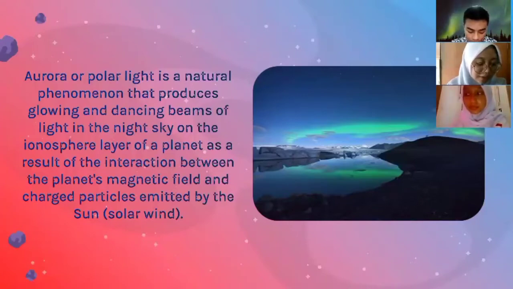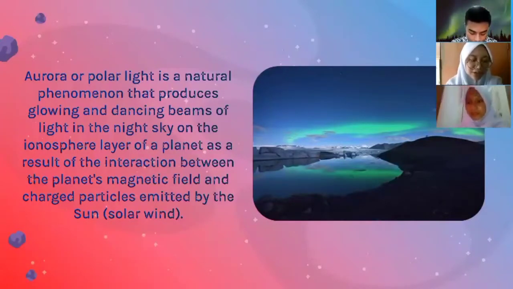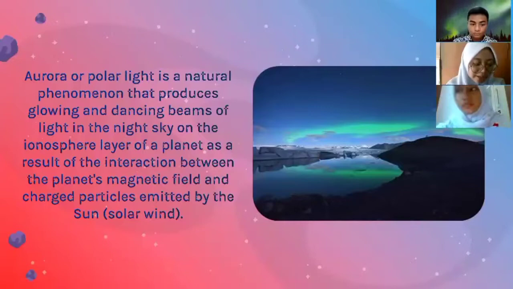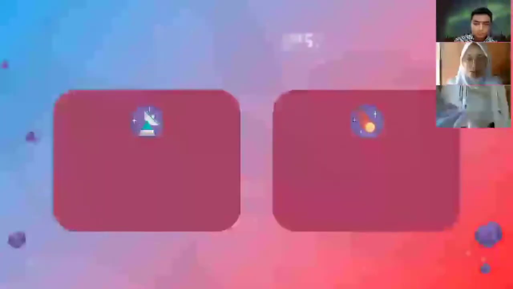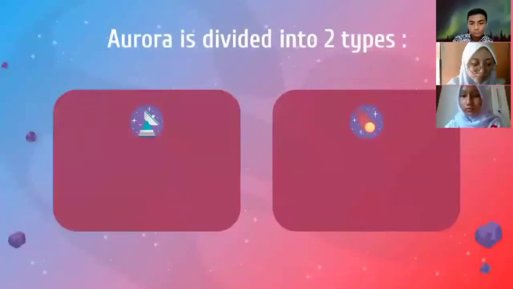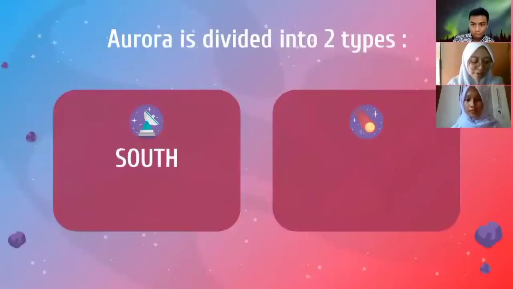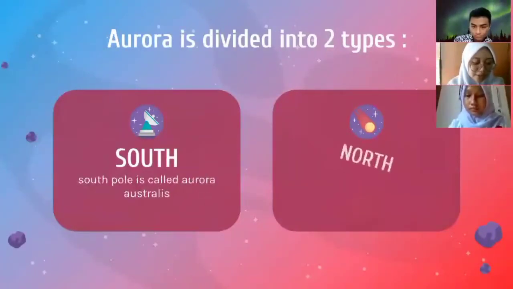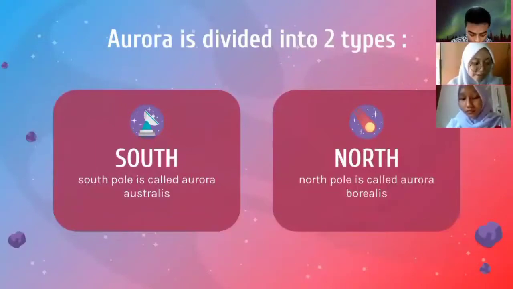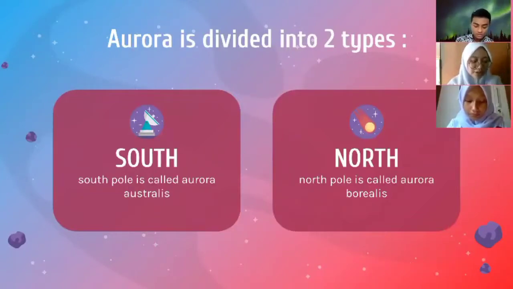This phenomenon can only be enjoyed in countries far from the equator. One of the countries where this natural phenomenon is good to see is New Zealand. And next, on Earth, auroras occur in the area around its magnetic north and south poles. Aurora in the sky at the south pole is called aurora australis, and aurora in the sky at the north pole of the Earth is called aurora borealis.